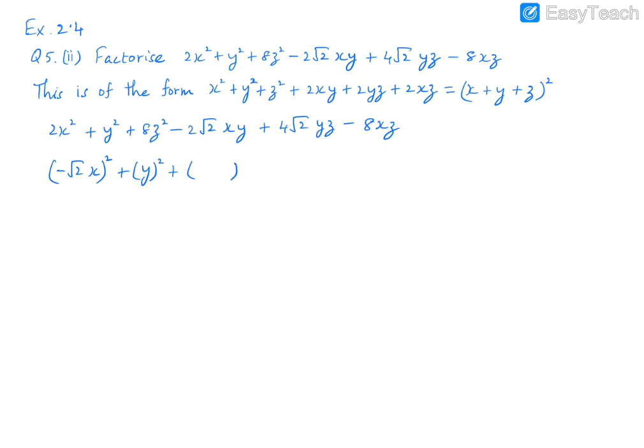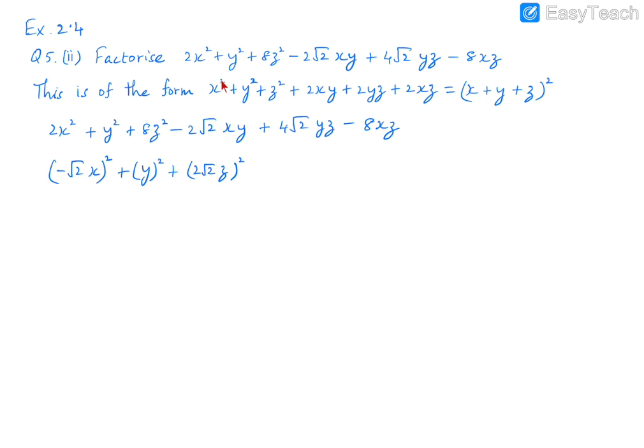So what is the square root of 8? Basically, we have to write the square root of 8. So the square root of 8 is 2 root 2, and we have z squared. Okay, so 2 root 2, when we square it, 2 square is 4, and root 2 square is 2, so 4 into 2 will give us 8, and z the whole square is z square. So the square root of 8 is 2 root 2, so we have 2 root 2 z squared.